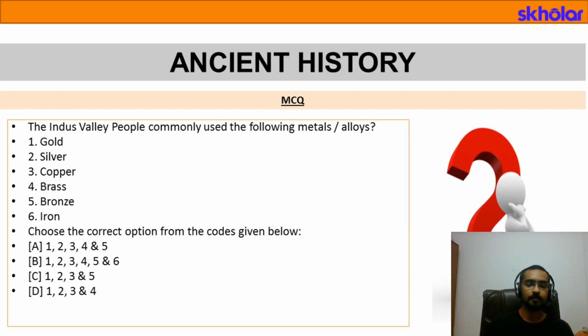Now let's get on with it. It's a very easy question. We all know that iron was not known to the people of the Indus Valley, so we can easily answer this question by eliminating option 6. Were the rest of the metals known to the Indus Valley people? Yes, they were, especially bronze and brass. So 1, 2, 3, 4 and 5. So option A is the correct answer.